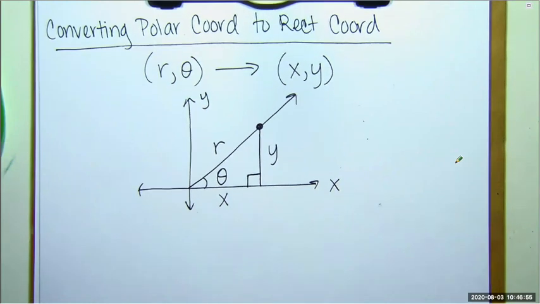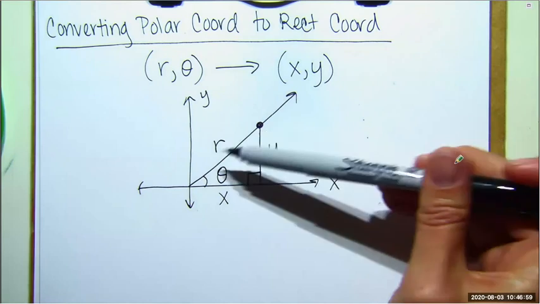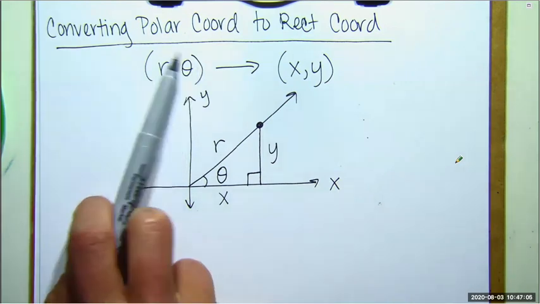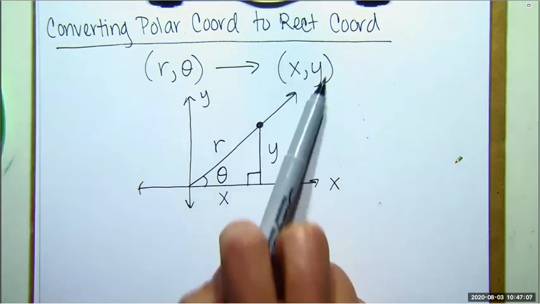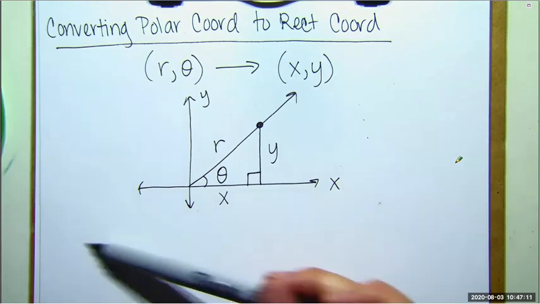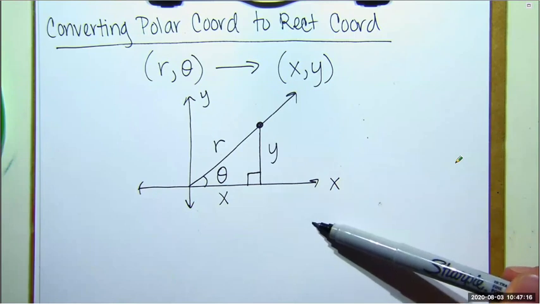or calc 2 or calc 3 or physics and you need them, all you have to do is just draw a point, label r theta x y, and all the formulas will just unfold for you. Okay, so what our goal is we're starting with r theta, we want to end up with x y. So our goal is to end up with a formula that says x equals something in terms of r and theta, and y equals something in terms of r and theta.